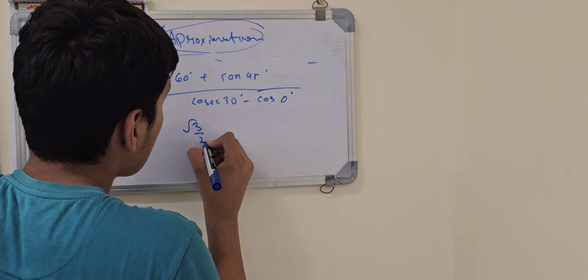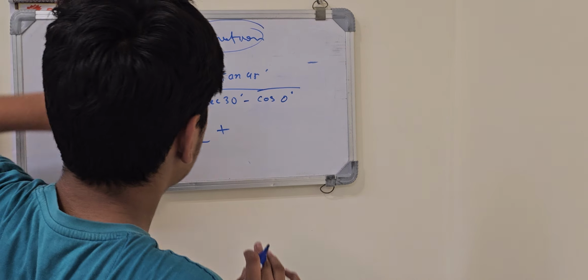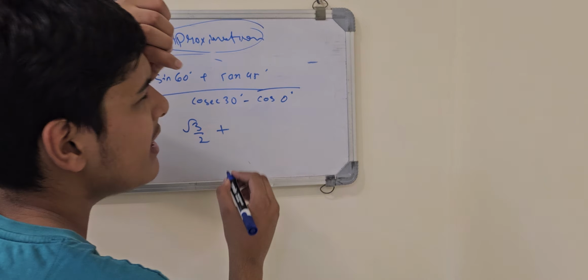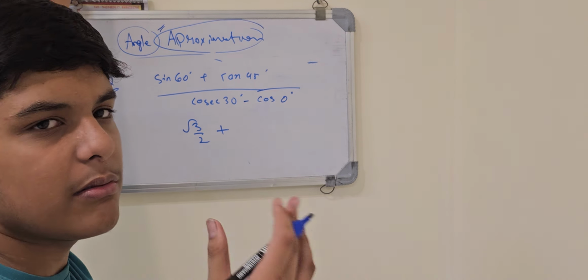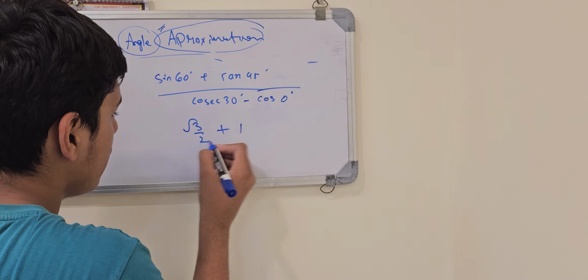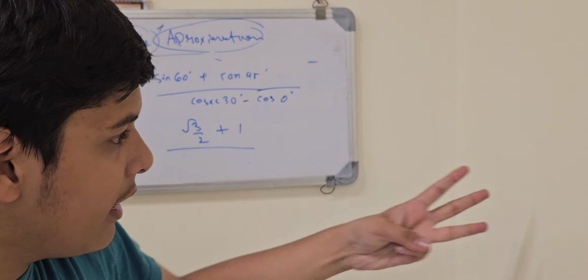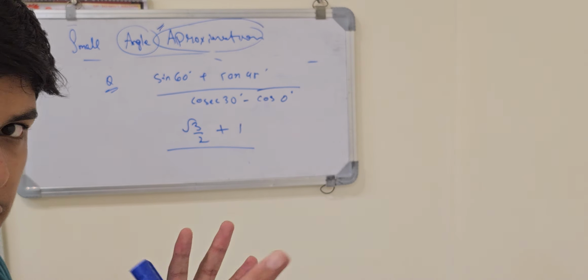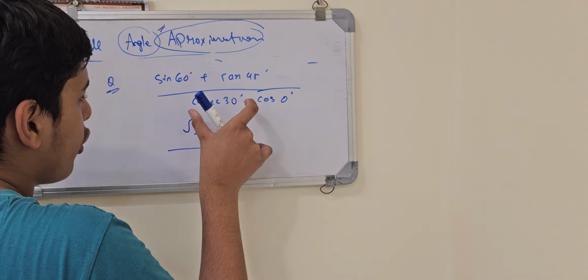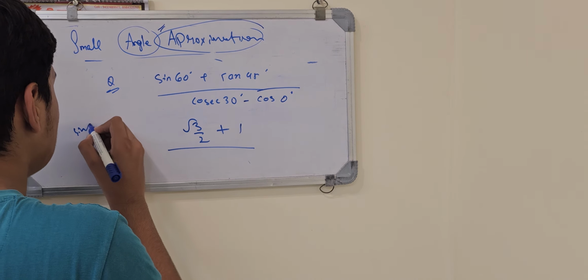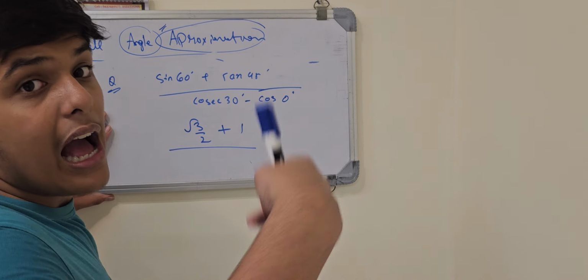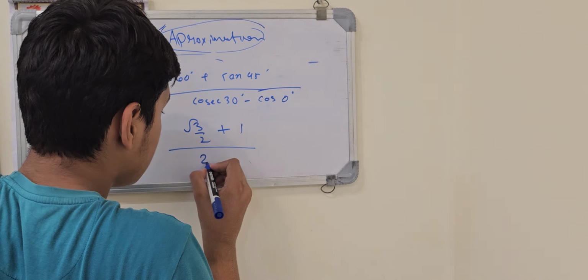This is the last question of the day. Tan 45 is how much? Tan 45 is 1. So 0, 30, 45, correct. Cosec 30 means 1 by sine 30. Sine 30 is equal to 1 by 2, so cosec 30 is 2.